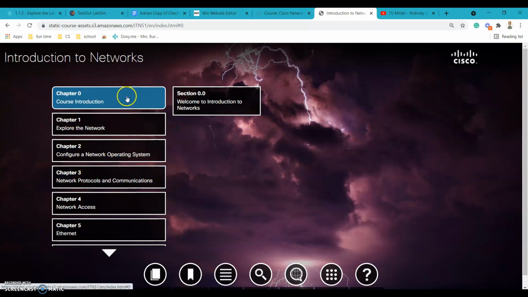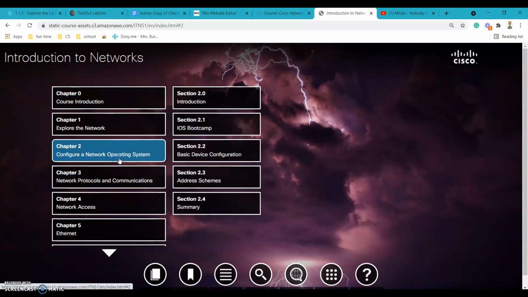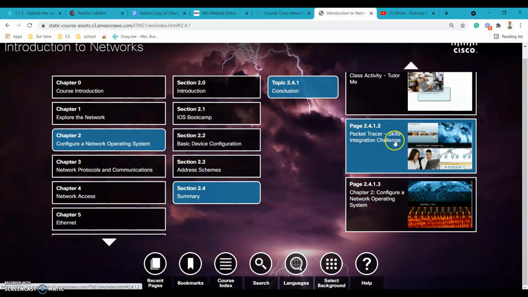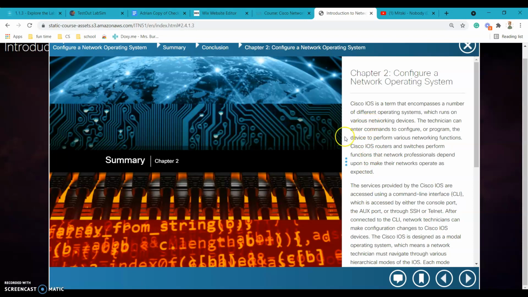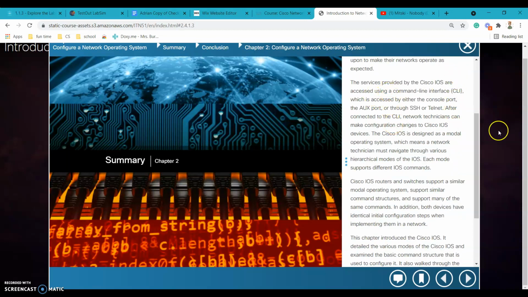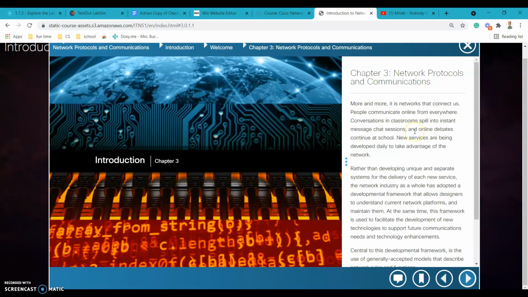But so, we already went through chapter 0, chapter 1 and chapter 2, and now we are officially on chapter 3. Finishing off chapter 2, we finished the lab, and then we went through a quick little review on what chapter 2 was. It told you about command line interfaces and IP addresses and your different switches and things like that. And now we're officially into chapter 3.